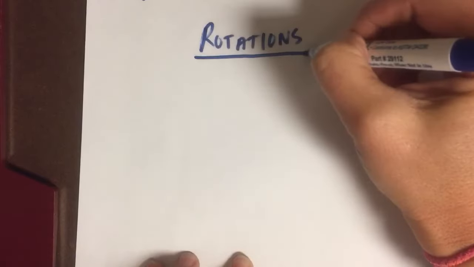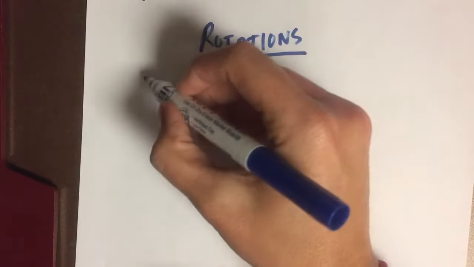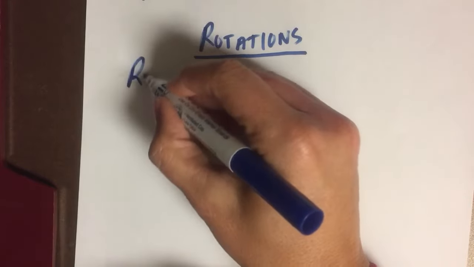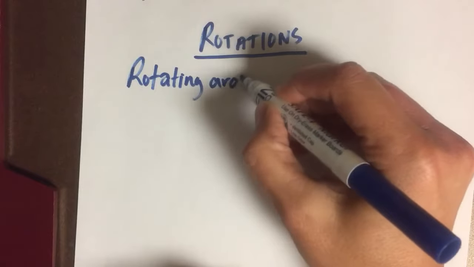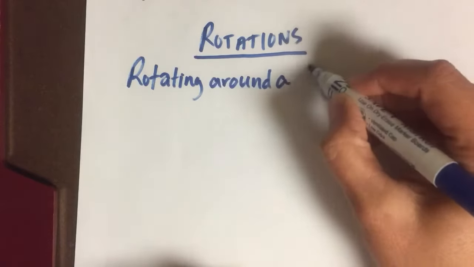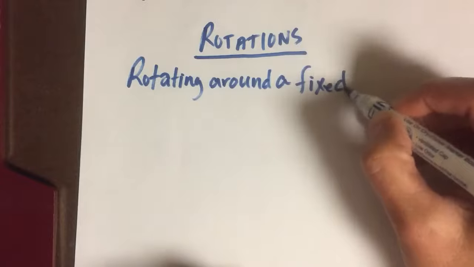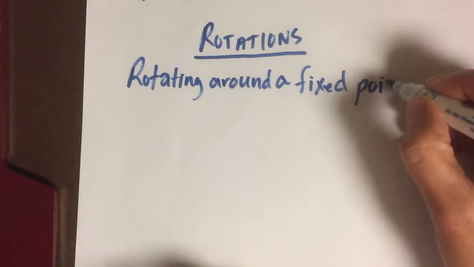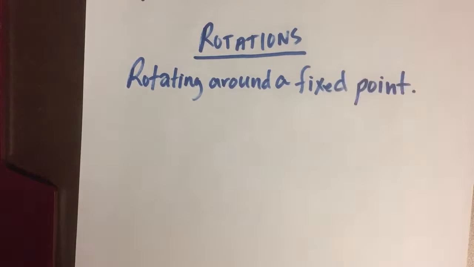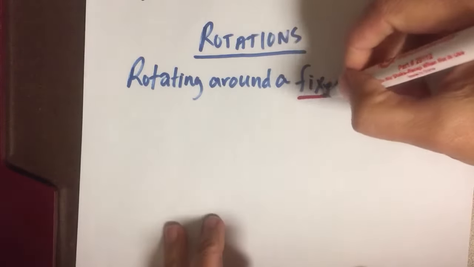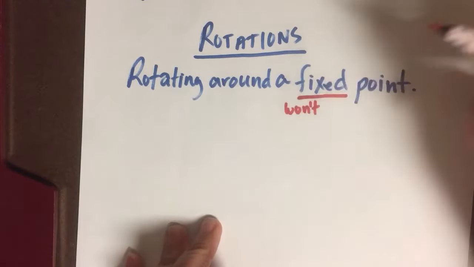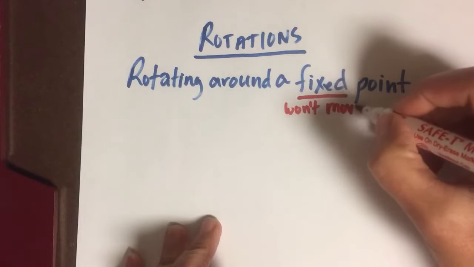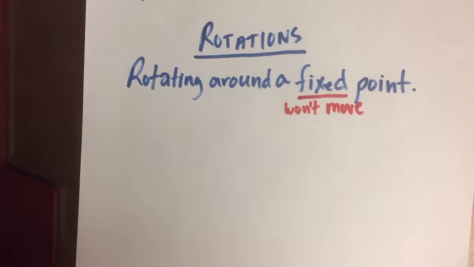A rotation, when you have a rotation, is you're actually rotating an object or a point around a fixed point. Fixed meaning it is not going to move. So when we say fixed, it's not going to move. Not that it was broken and we fixed it. It's fixed, okay? Won't move. It's not variable. Fixed and variable are different things. So it's not going to move. So we're going to rotate it around a fixed point.